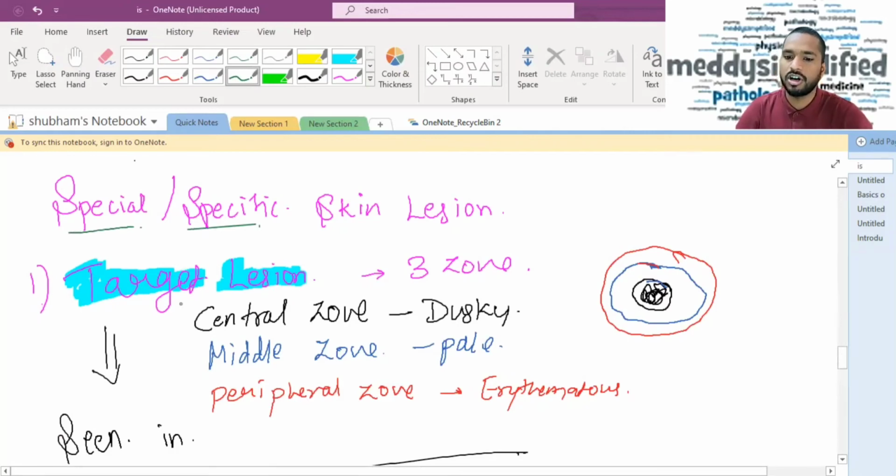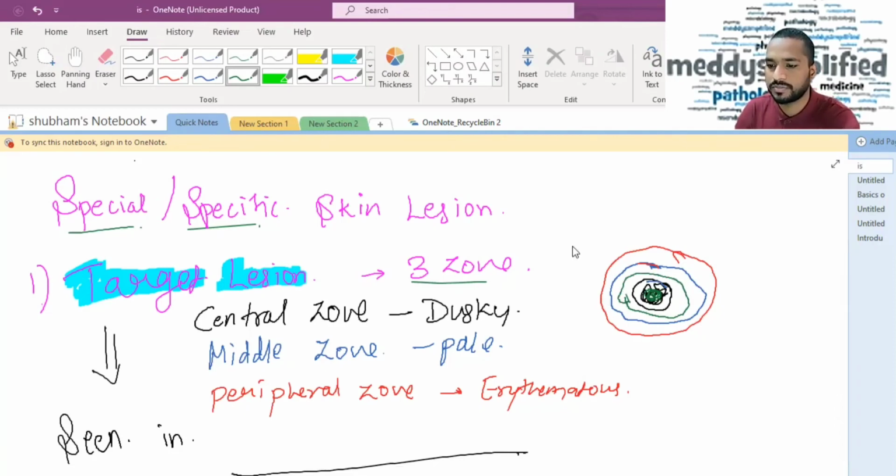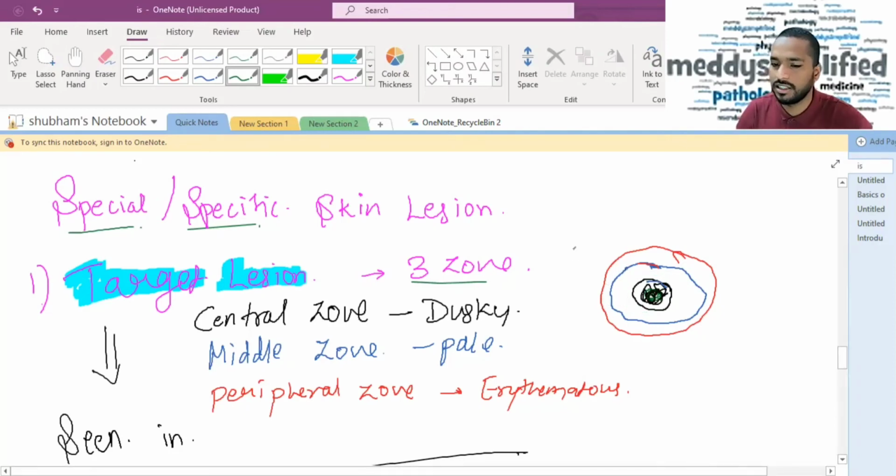So first, we'll talk about the target lesion. The target lesion has three zones. The first zone, the central zone, is dusky. The second zone, the middle zone, which I am marking here in green, is pink, pale in color. The last one, which I'm marking once again here, is the peripheral zone, and it is erythematous.